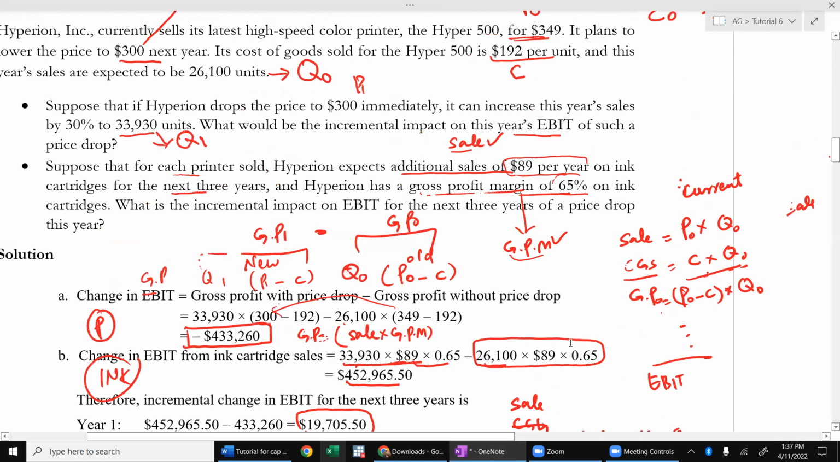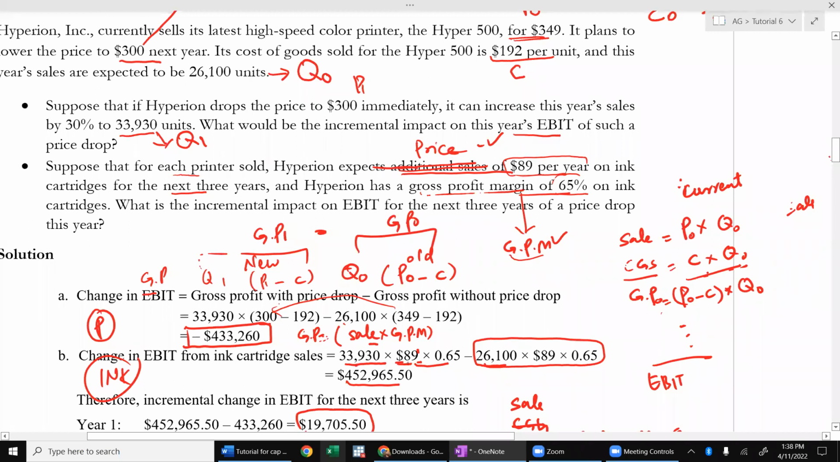Now, I think this information is not correct. If you see this information, this should not be the sale. This should be the price of ink cartridge, because if this is sale, then we should not be multiplying it with the quantity. If it is sale already, then there is no point of multiplying it with 89. So this is quantity and this is price. Sorry, this is not sale, this is price.